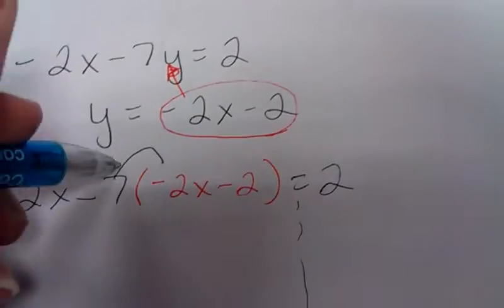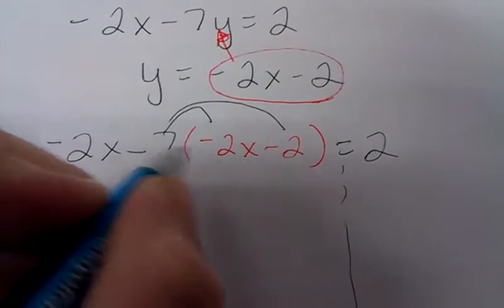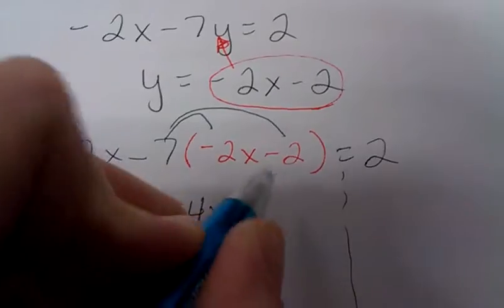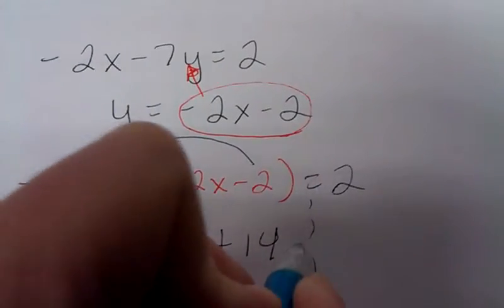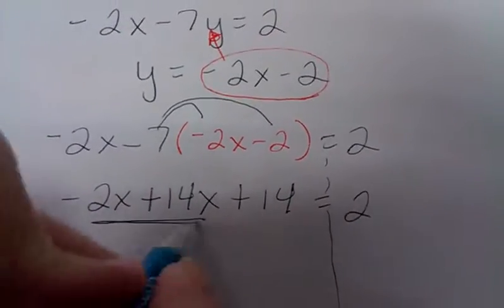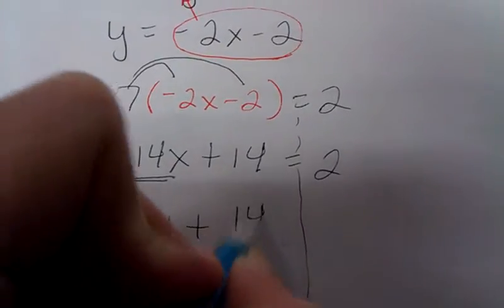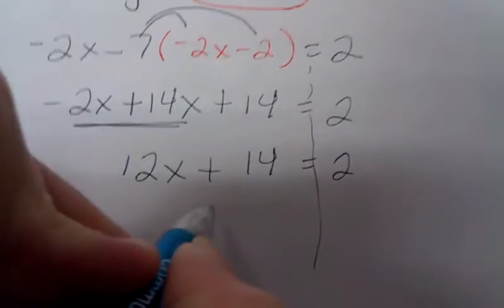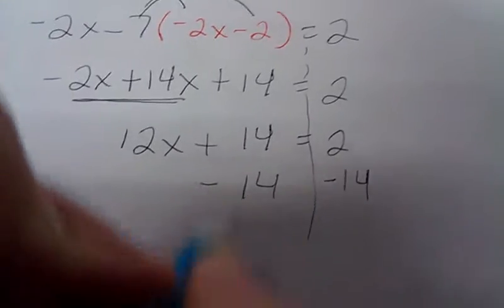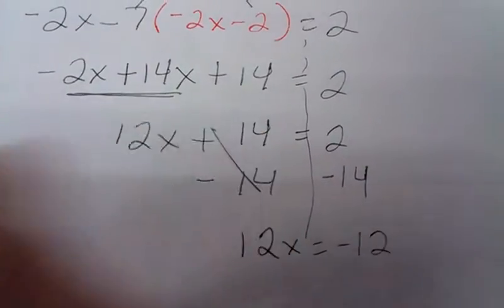I have my hippity-hoppity distributive property. Negative 2x just comes down. Negative 7 times negative 2 is a positive 14x. Negative 7 times negative 2 plus 14 equals 2. I will combine like terms and put those together. I get 12x plus 14 equals 2. Subtract 14 from each side. These cancel. I get 12x equals negative 12.